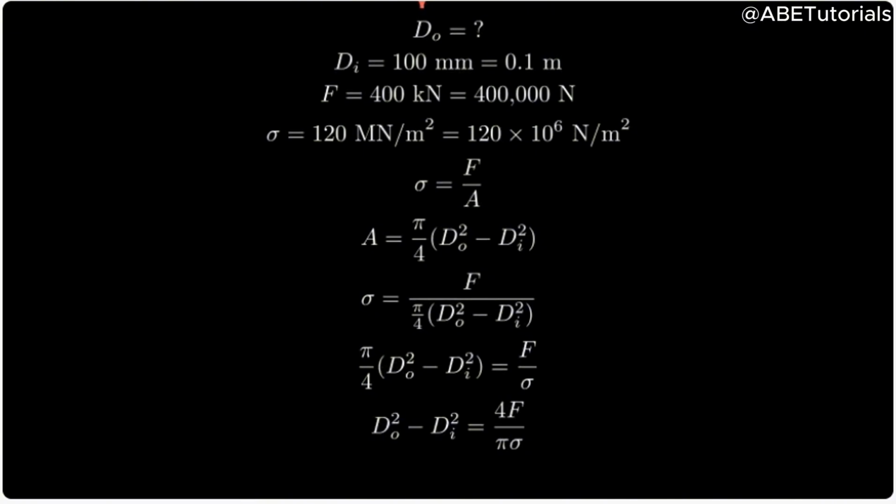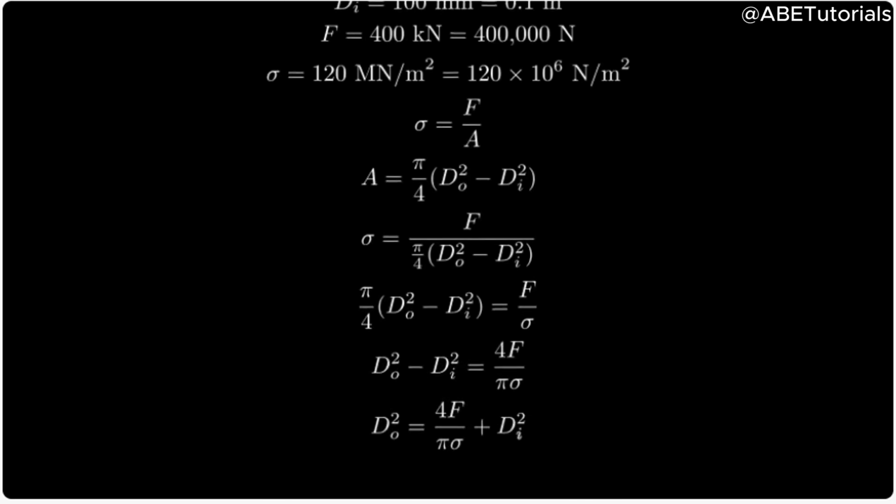Next, multiply both sides by 4 and divide by pi to isolate the term with the diameters. d sub O squared minus d sub I squared equals 4 times F divided by the product of pi and sigma. Finally, add d sub I squared to both sides to get an expression for d sub O squared. d sub O squared equals 4F over pi sigma plus d sub I squared. We now have an equation for d sub O squared.